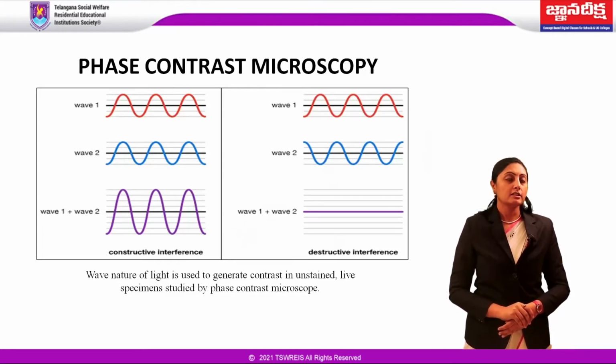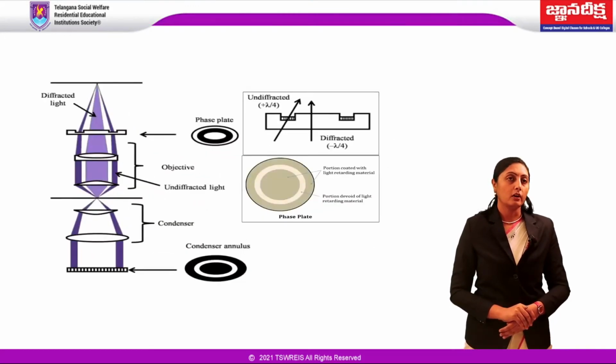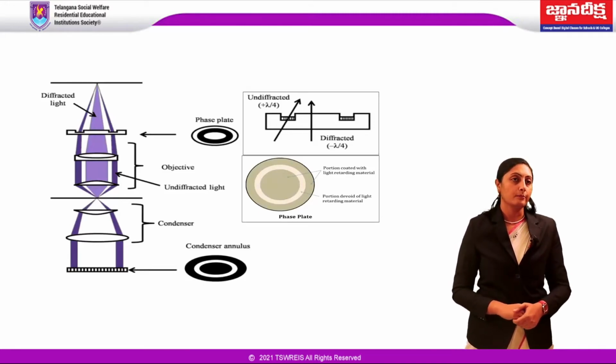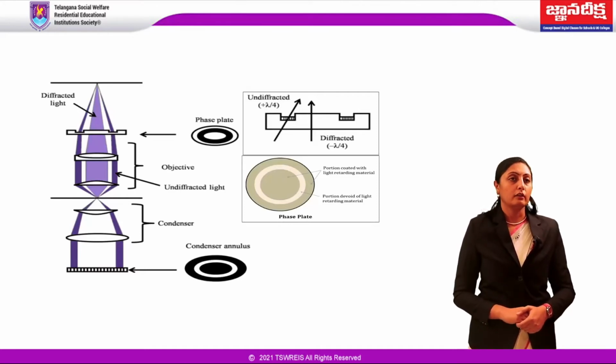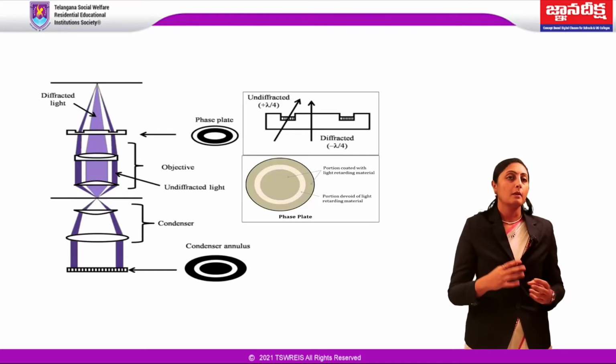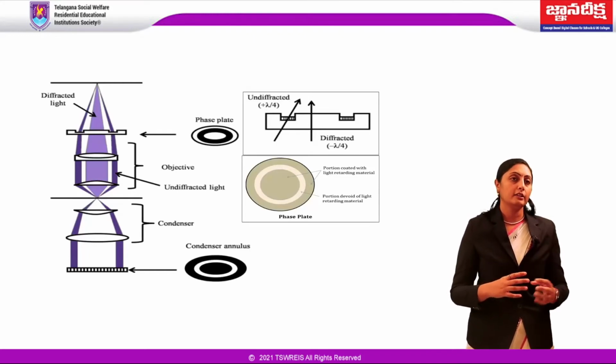The phase contrast microscope makes use of a condenser annulus or annular diaphragm that projects a hollow cone of light onto the specimen. There is a phase plate in the back focal plane of the objective lens that enhances the phase difference by retarding the diffracted waves.